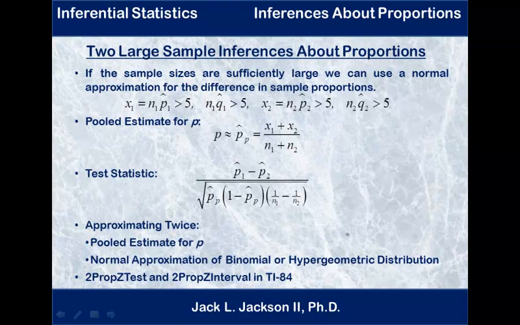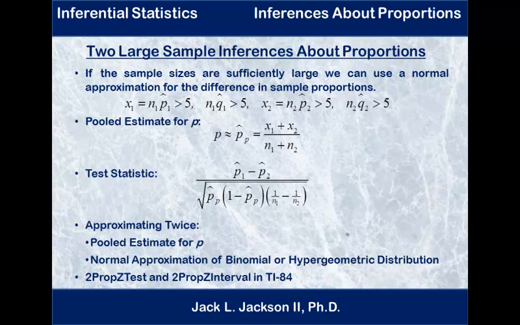Now, if the sample sizes are sufficiently large, we can use a normal approximation to get a reasonable approximation for the difference in the sample proportions. And we're going to require that n1 p hat 1, n1 q hat 1, n2 p hat 2, and n2 q hat 2 are all greater than 5. So that's going to be sort of our minimal requirement that we can use a normal approximation. Of course, the bigger all four of these numbers are, the better our approximation is going to be.